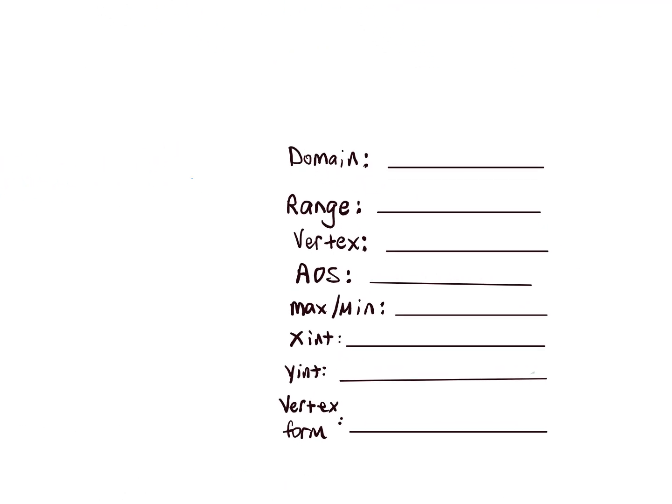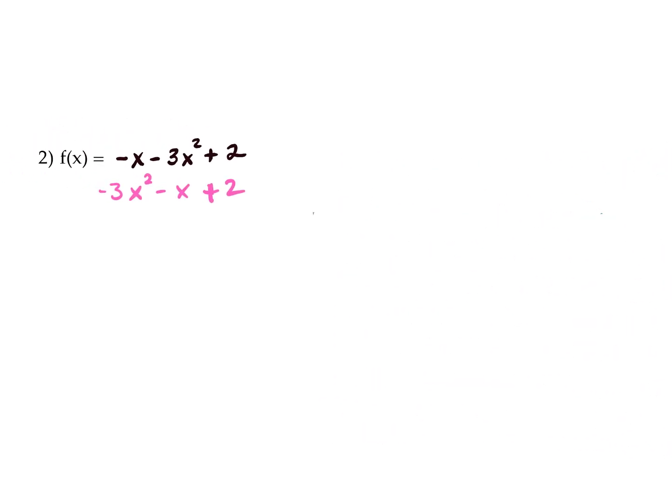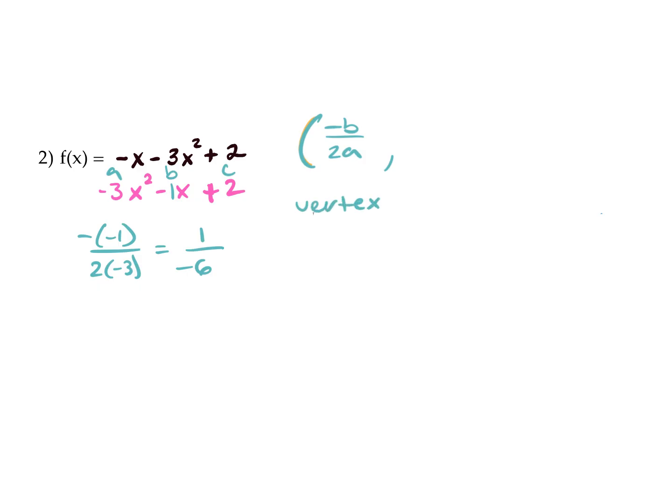First thing, what's our domain going to be? -infinity to +infinity. That should be like a gimme question for you guys. Next, let's find our vertex. How do we find the vertex? -b over 2a. So our a is -3, our b is -1, and c is 2. So starting with the x from our vertex, we have -1 over 2 times -3. So this would be 1 over -6. So for our vertex, the x value is going to be -1 over 6.